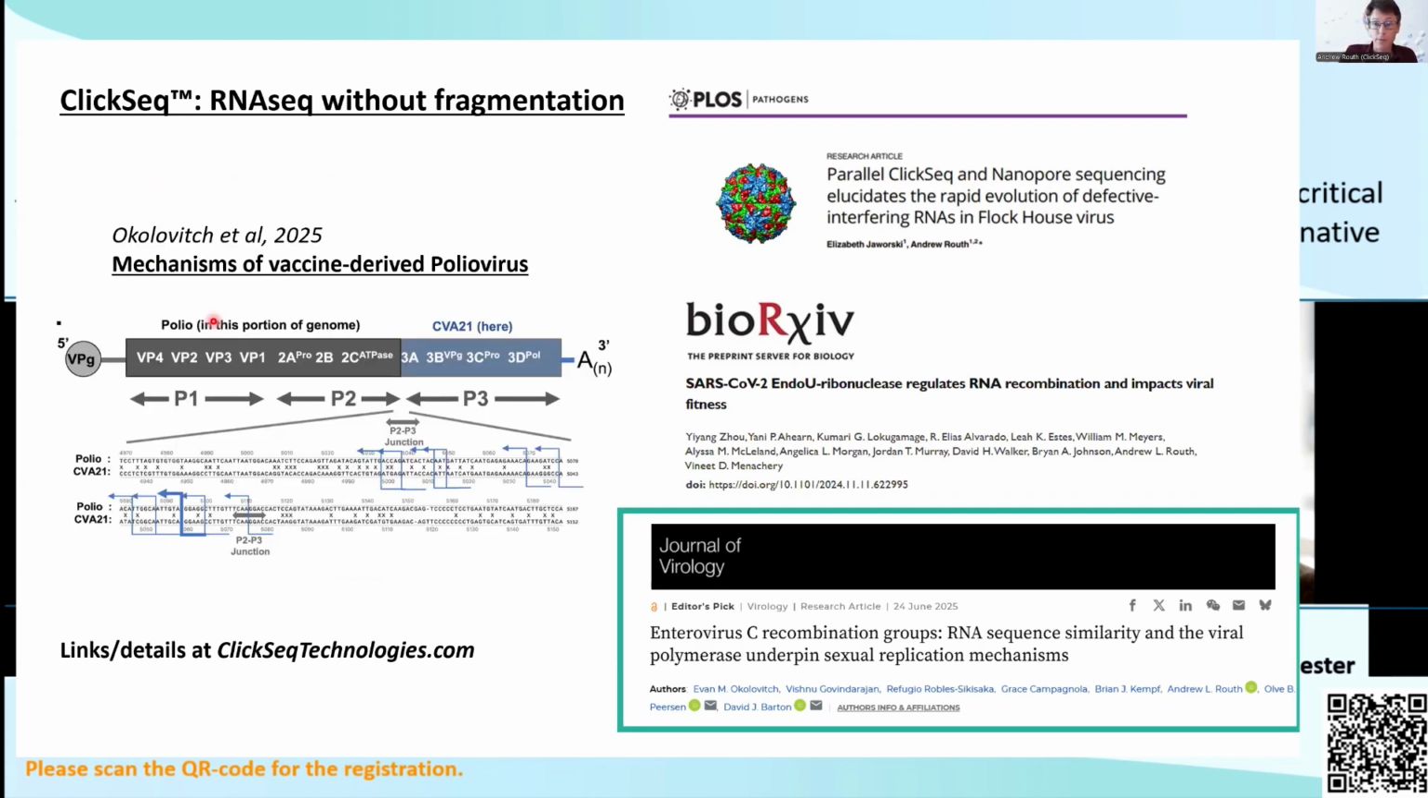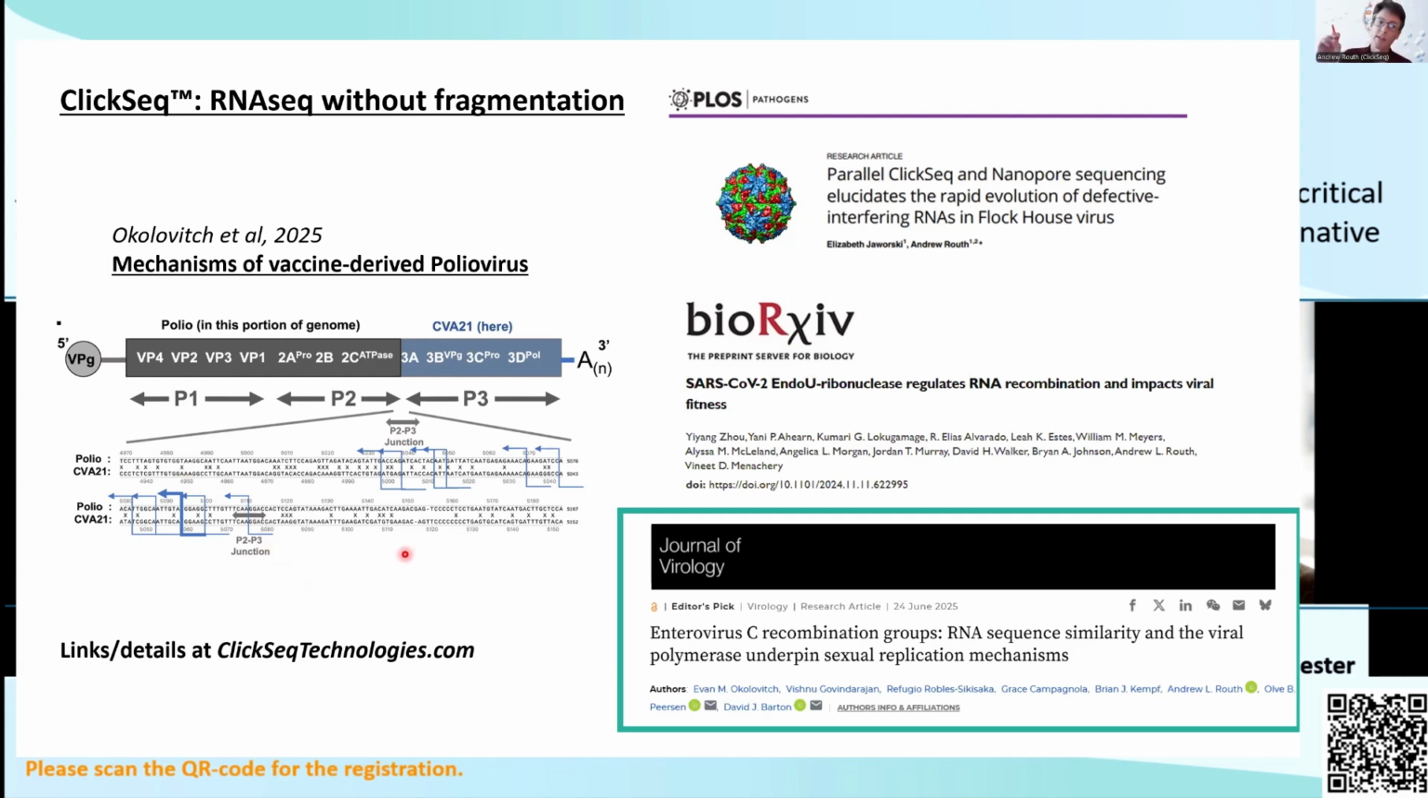Finally, in a paper we recently published with David Barton from University of Colorado, we're looking at the mechanisms of recombination between enteroviruses. And recombination in enteroviruses is an important feature of how we get vaccine-derived poliovirus, for example, where you have recombination between the live attenuated oral poliovirus and circulating enteroviruses that might be in the environment. And so by recapitulating that event in cell culture, with ClickSeq, we can sequence that exact junction between the circulating enteroviruses and the poliovirus subgenome RNA that we had in the experiment.